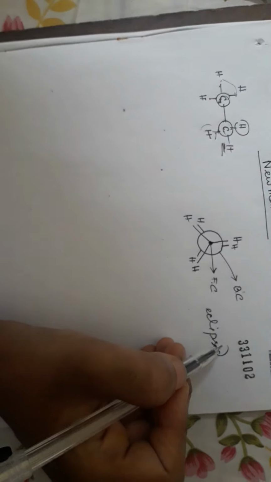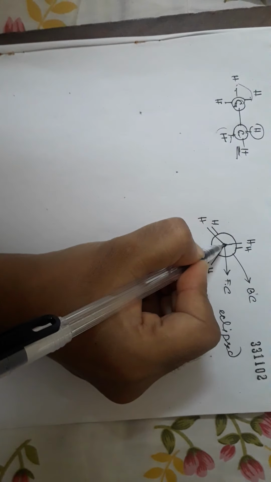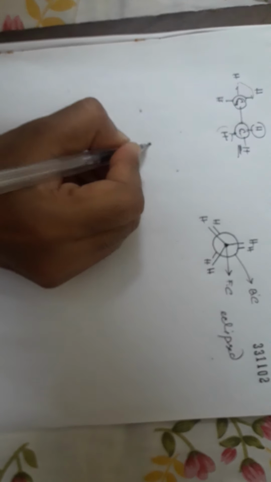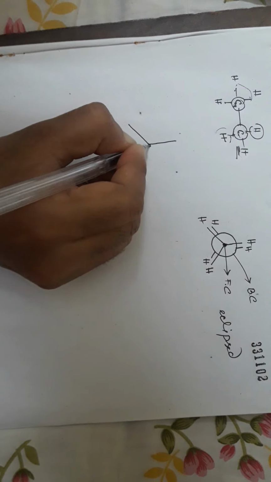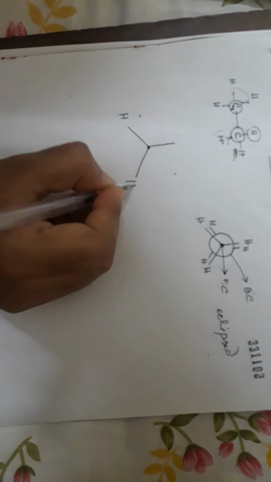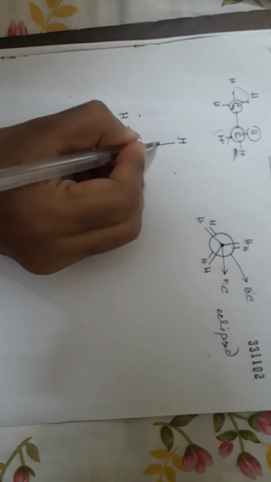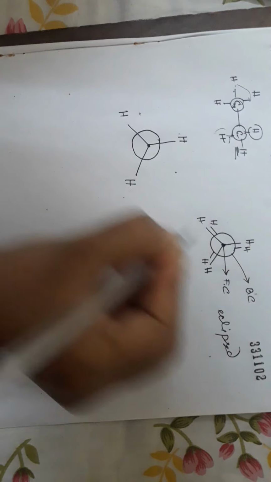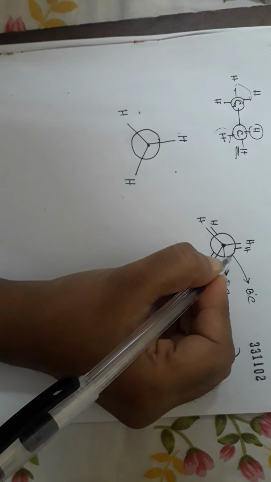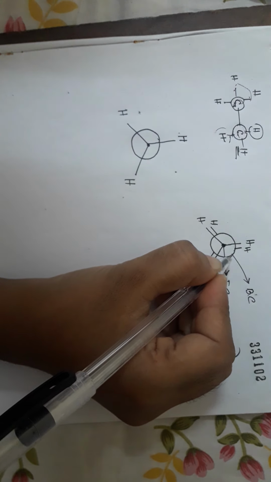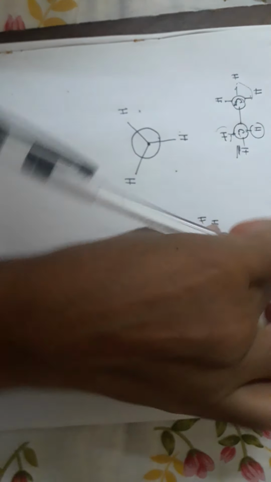So it is eclipsed. Again, if we want to draw it in staggered conformation, what we have to do? Again, keep the front carbon intact. No need to change the position of the groups, position of the bonds. The back carbon is the bigger circle. Now we need to again rotate the bigger circle.